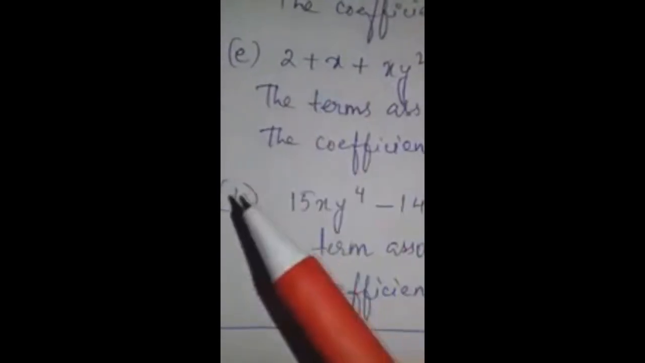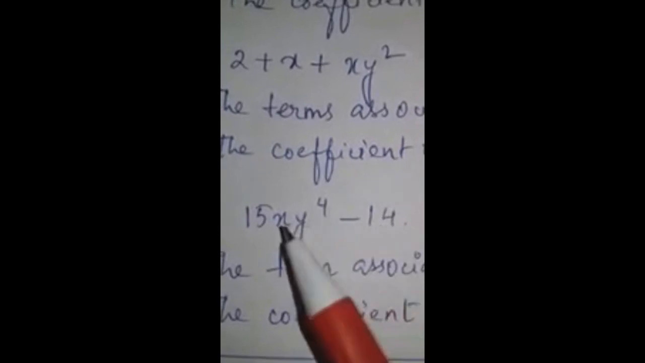Now come to the next one, that is part F. Here you have 15xy to the power of 4 minus 14. So what is the x term here? 15xy to the power of 4, this one is the x term. So the term associated with x will be 15xy to the power of 4, and the coefficient of x will be, apart from the x, what you have, 15y to the power of 4. So the coefficient of x will be 15y to the power of 4.